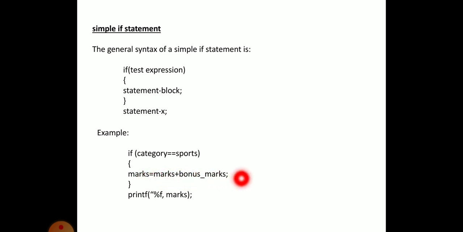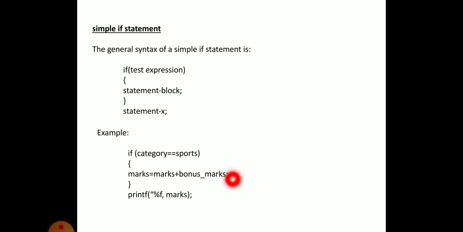If the category is sports, that means if a particular candidate is included in the sports category, then his marks should be added with the bonus mark. So marks is incremented with the bonus mark also. If a particular candidate belongs to the sports category, he will be added a bonus mark with his total marks. Marks equal to marks plus bonus mark.